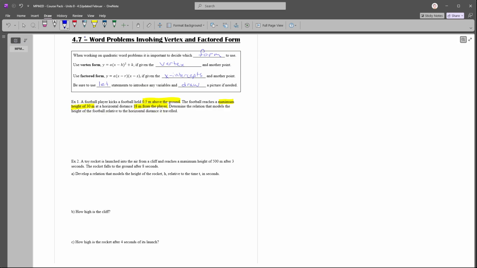Now, this is where we have to step out of our comfort zone, because we're not always going to be dealing with x's and y's and whatnot. Now, I can choose to, but I don't have to. You're going to see in other questions that the variables are not always just going to be nice x's and y's. So let's start off with this. Our goal is to determine the relation that models the height of the football relative to the horizontal distance. So let x be the horizontal distance of the football.